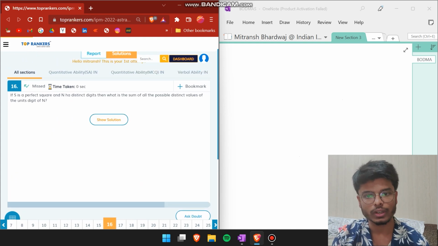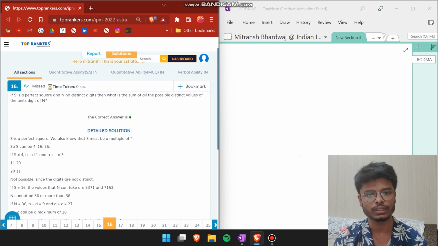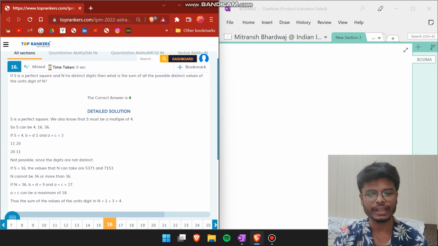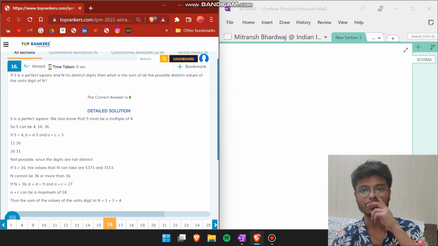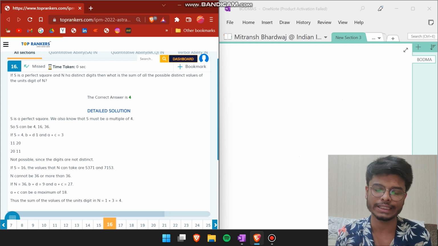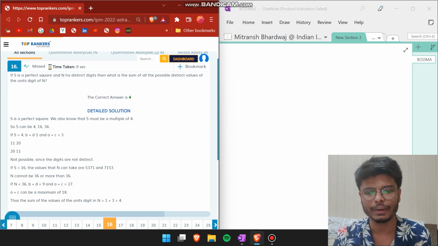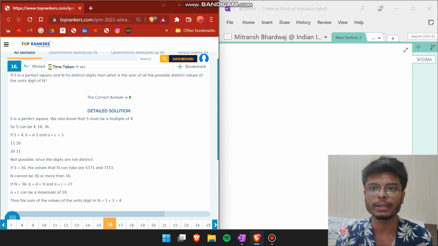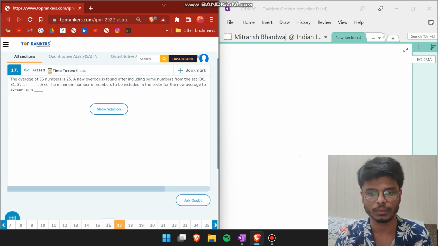If AC is a perfect square number and n has distinct digits, then what is the sum of all possible distinct values of the units digit of n? I would again choose to skip this sort of question because there seems to be some ambiguity. I'm not sure what n is. So if there is a question in the paper like this, better to skip it if you're not completely sure. However, if you feel there is some indication as to what n is, then definitely go ahead and solve it. If there is a mistake in the question, everybody is graded equally, so everybody will be given marks. So you don't stand to lose out from that sort of a practice either.